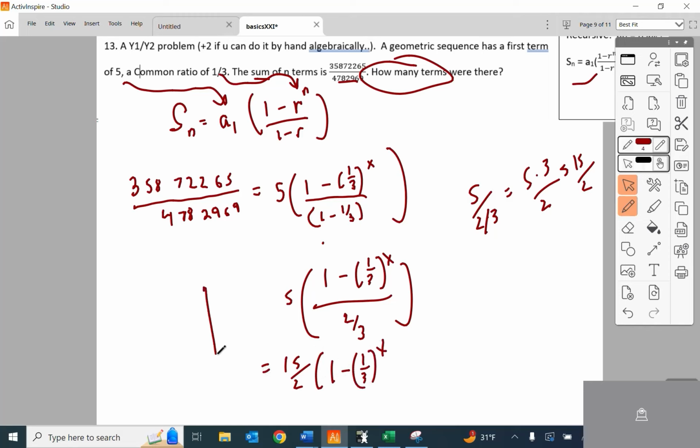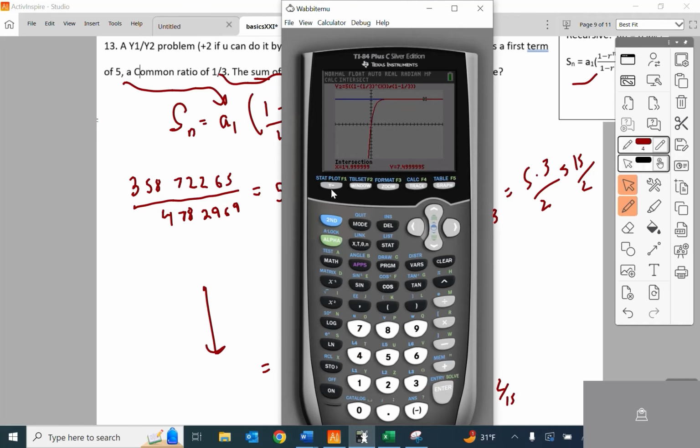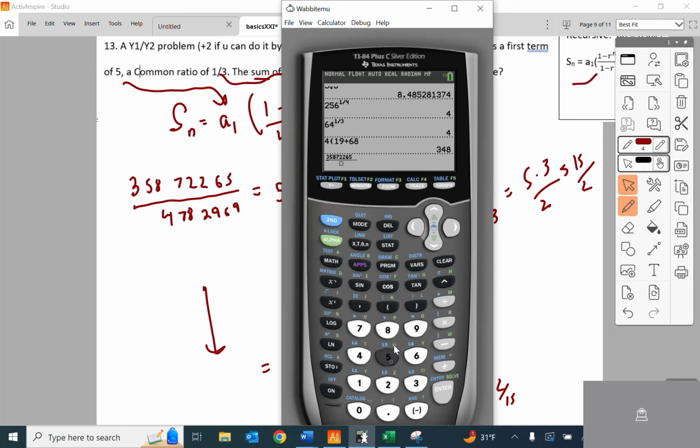It equals this ugly number. And what we're going to do is divide by 15 halves, which is the same as multiply by 2 over 15. So let's take my hideous looking fraction, and I bet the calculator is going to convert it to a decimal. 358.72265, sitting pretty over 478.2969, and we're going to multiply it by 2/15.